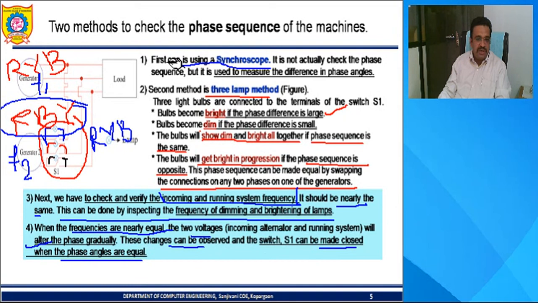There are four points. First is related to the synchroscope, another is related to the three lamp load. So this is going to be utilized. Another is that the incoming and running system frequency is going to be checked, and then the phase angle. So phase angle, frequency, voltages and phase sequence. All four conditions are going to be satisfied.